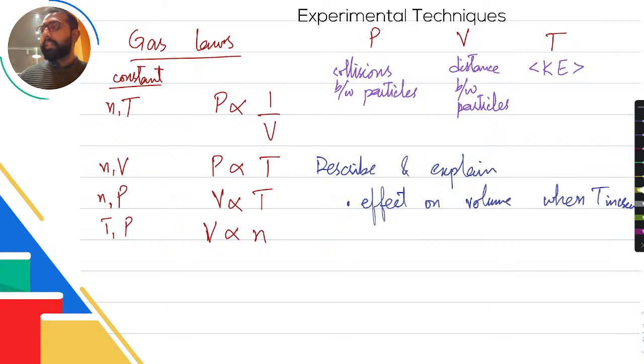Now, I have to give a reason. I'll say that when temperatures increase, the average kinetic energy of particles increases. The particles go further away from each other, increasing the volume. Alright, so that's a good progression.